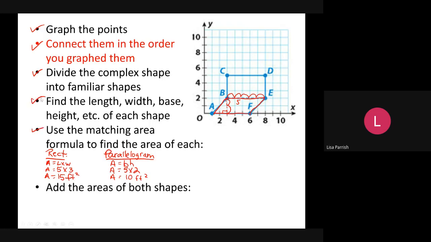So I've done everything so far. I found the measurements. I used my formulas. And then just like when we did complex shapes before, you find the area of each shape and then add both of them together. So 15 plus 10 is 25. So my final answer, the area of this complex shape, is 25 feet squared. Okay, like I said, this is nothing totally new. We've done this in the area unit. So if you need to pause this and catch up, go ahead.